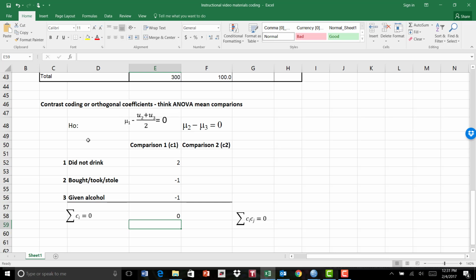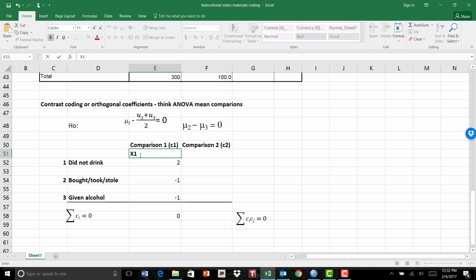Now the key is, and this is a simple example because we have just 3 levels, we could do comparison 2, and the idea is it should be orthogonal. It should be independent from comparison 1. So if you look at it, after we test comparison 1, or our new variable 1, this will be x1. Let me just put that in here now. This is x1.